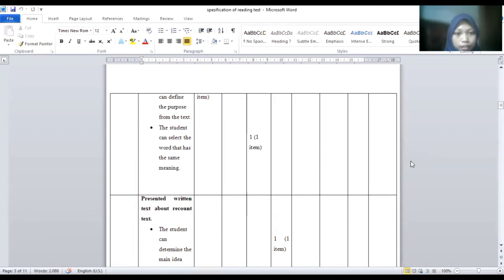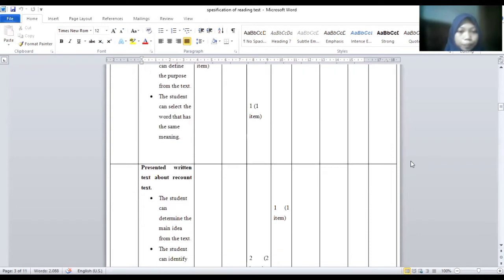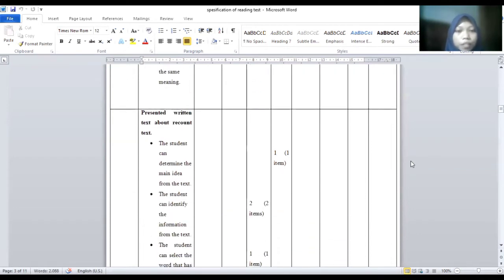The third is the student can select the word that has the same meaning. Cognitive domain is application. There is 1 item. And then presented written text about recount text. The first is the student can determine the main idea from the text. Cognitive domain is analysis. There is 1 item.